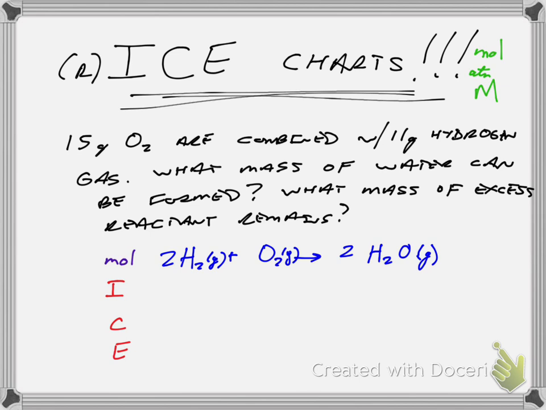And so I look at what the given information is and I say, okay, well, what is the initial number of moles of hydrogen? Well, they told me it was 11 grams, and of course hydrogen is H2, so converting to moles, I get 5.5.